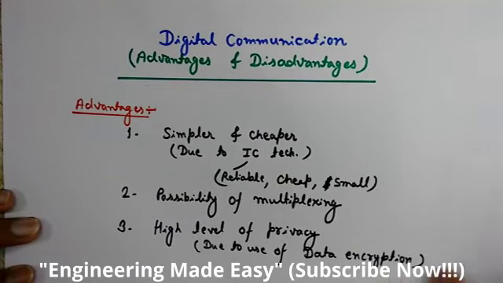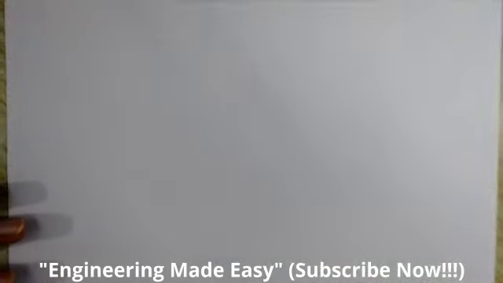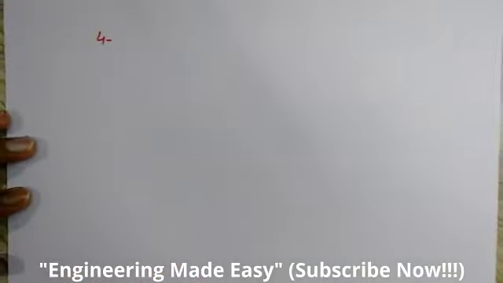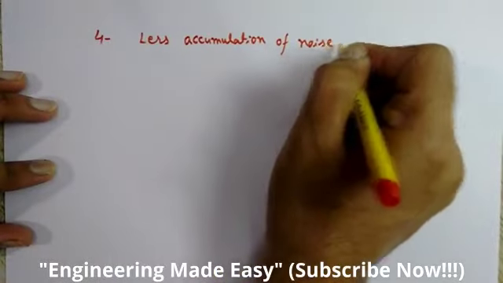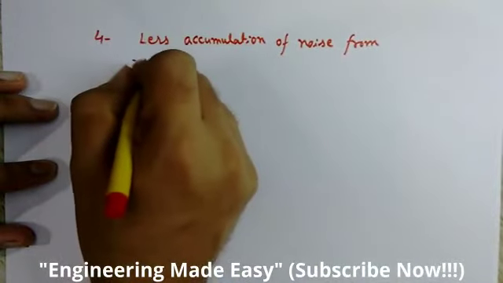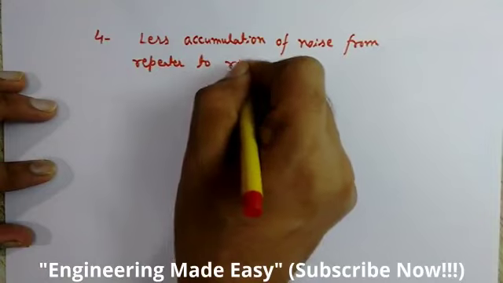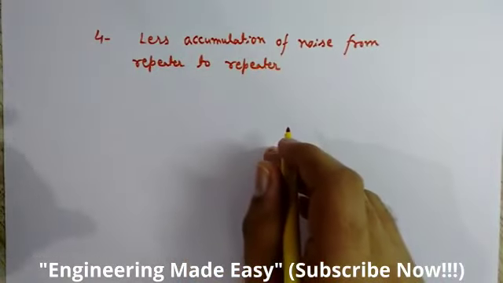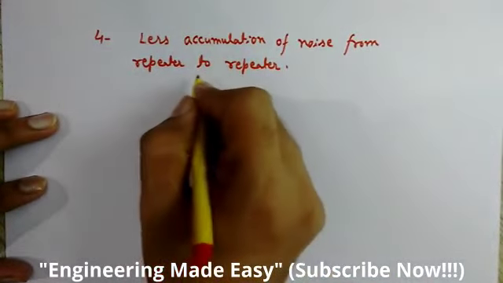Now let's come to the fourth advantage. The fourth advantage is, in digital communication, channel encoding is used. Because of this encoding, there is less accumulation of noise from repeater to repeater in case of long distance communication. So this is our fourth advantage, that less accumulation of noise from repeater to repeater in long distance communication. This has become possible due to encoding.